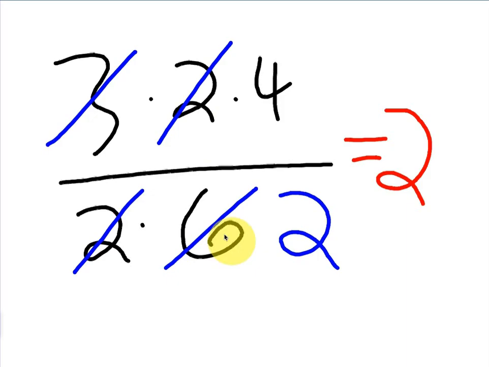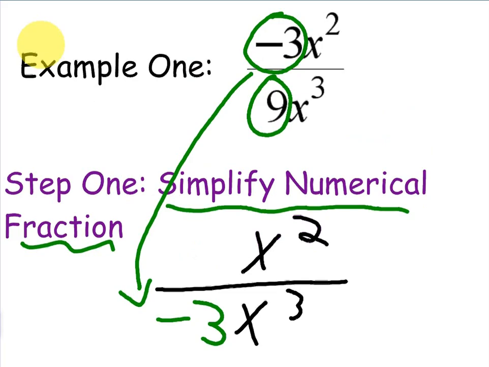Same concept. Let's go ahead and take a look at the first example. We have negative 3x squared divided by 9x cubed. The first thing we're going to do is simplify the numerical fraction. What that means is take the top coefficient or constant and divide by the bottom coefficient or constant. Now there's a shortcut here. Like I told you guys before, you can take the bigger number and divide the smaller and put your answer on the part of the fraction where the bigger number is.